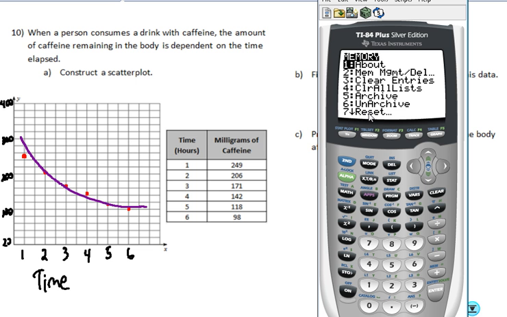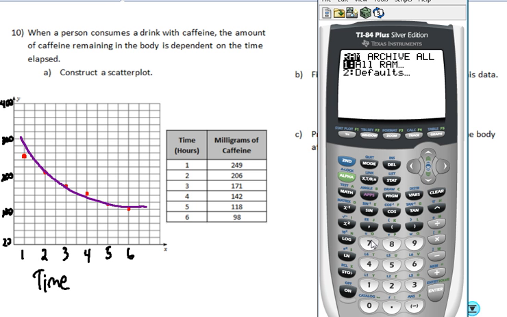We'll hit 7 because what we want to do is reset. We want to reset the whole thing, so we'll hit 1. And then yes, we do want to reset, so we'll hit 2. And then once you've done that, it'll say RAM cleared, meaning we've started the calculator over.